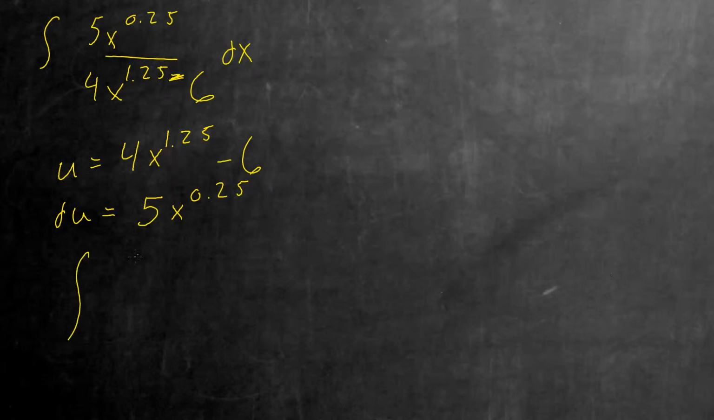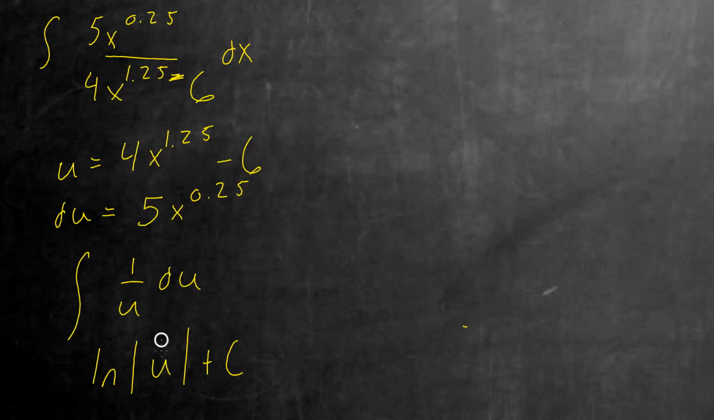So really we're left with 1 over u du, which is always our convenient integral. So the integral of 1 over u is the natural log of u plus c. Go ahead and plug this guy back in. Natural log of that plus c. Great. And let's do E. The integral from e to e cubed of 1 over x natural log x dx.